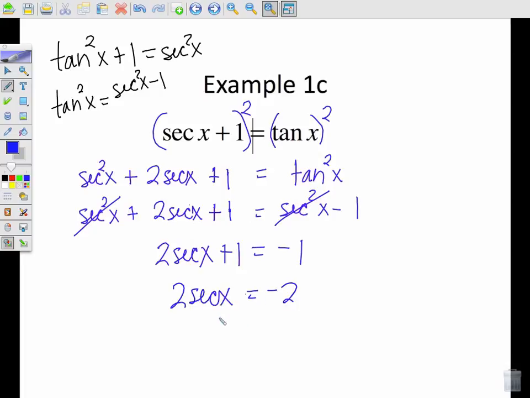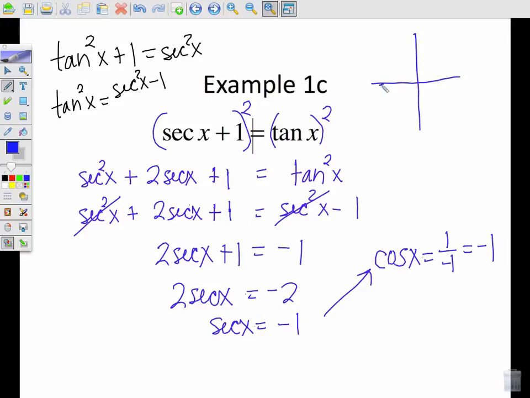I'm going to subtract the 1. 2 secant of x equals negative 2. Secant x equals negative 1. When is the secant negative 1? Well, that would also indicate when cosine of x equals 1 over negative 1, which is negative 1. So we could really identify when the cosine is negative 1. That's an x value. On the unit circle, x is negative 1 here, at (-1, 0). So that is when cosine is negative 1, and that would indicate when secant is negative 1. So my answer is pi.